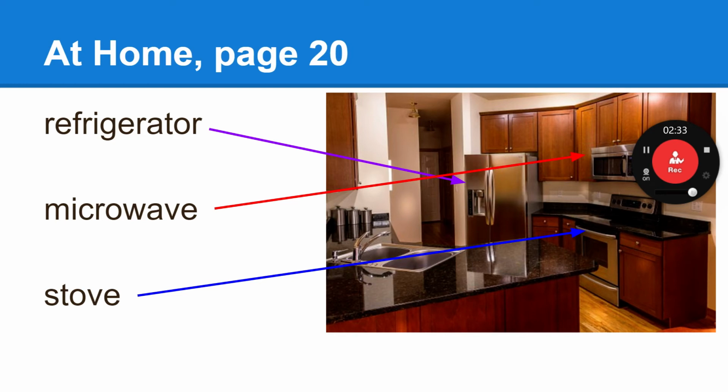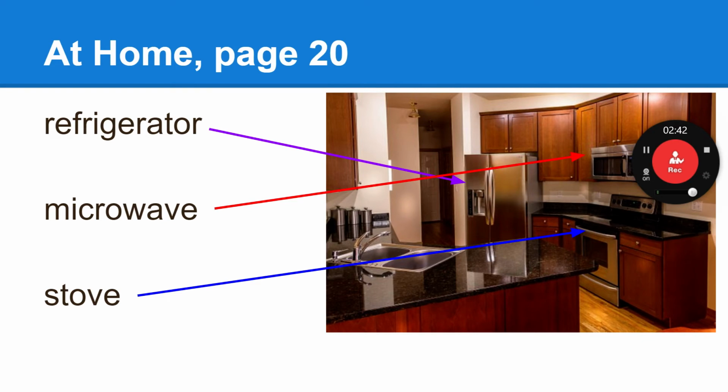Stove. The stove is where you cook things on a gas or electric range in pots and pans. Dinner table. This is where you sit down to eat.